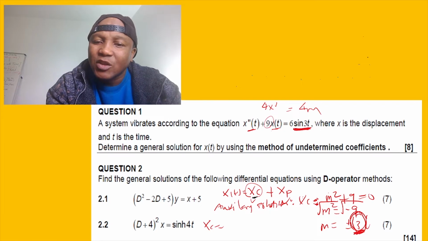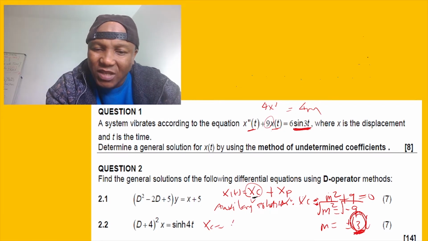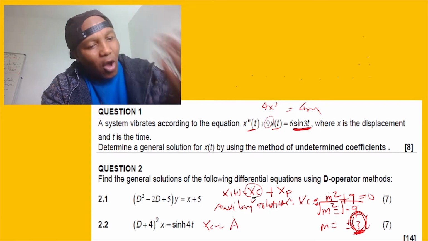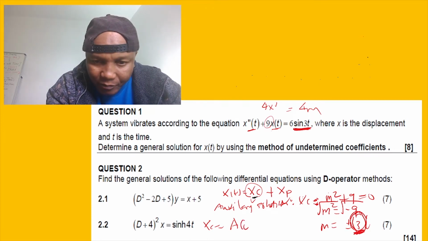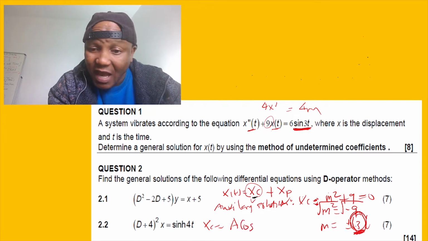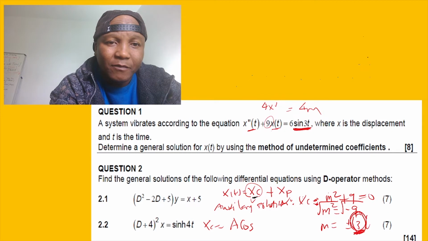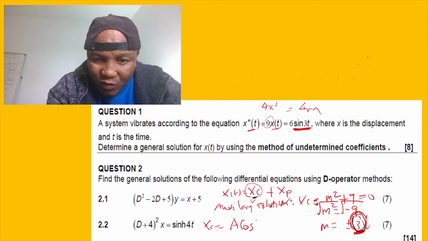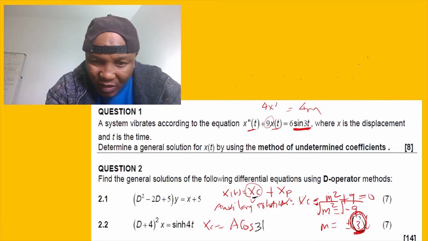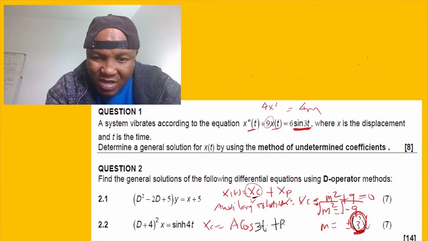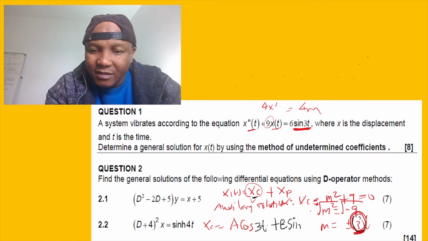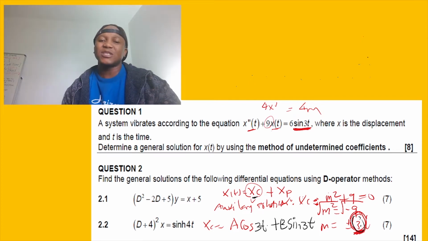For now, it's 3. So my auxiliary solution is, you always say A, and then you say cos. You memorize this, right? Cos. And then you put this number right here, which is going to be 3, and then you put the t. And then you plus B, and then sine, and this number here, t. So we already have the auxiliary solution.